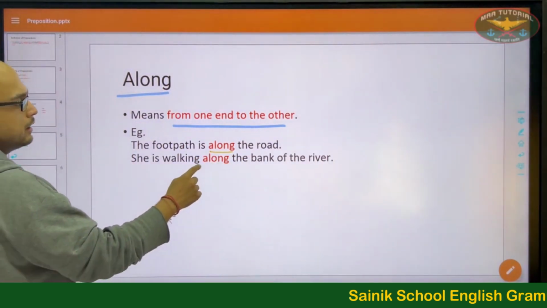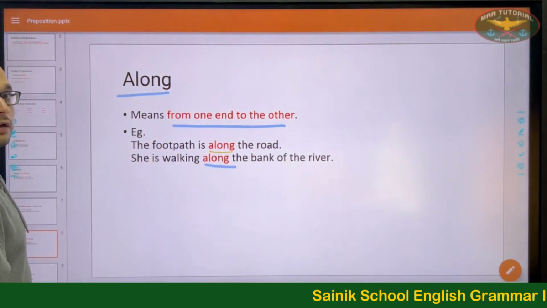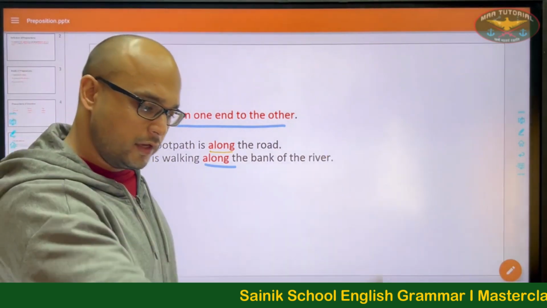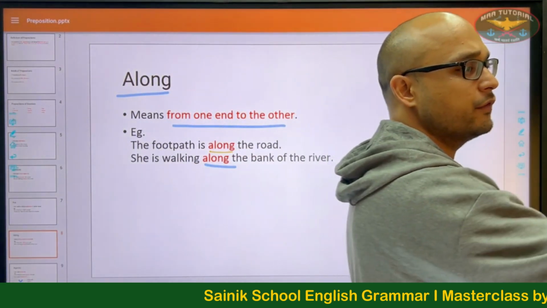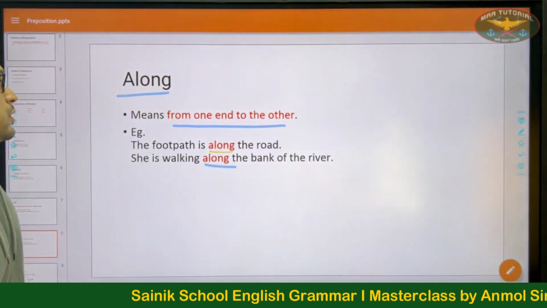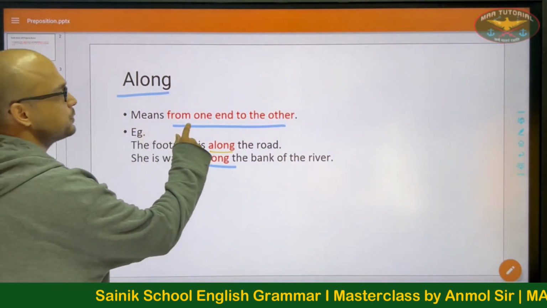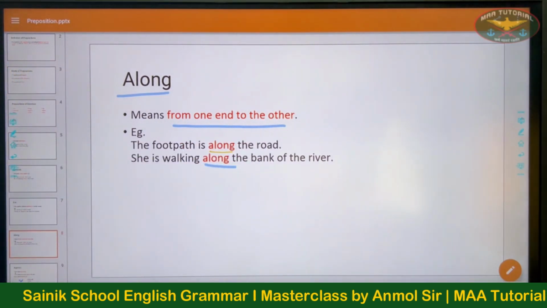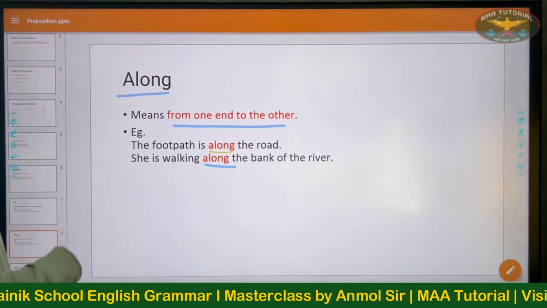She is walking along the bank of the river. So she is walking along the river. There's a river on the side, and as the river is flowing, she is walking along the river, by the side of the river, with the river. That is called along the river. Along is used, which means from one end to the other. The preposition of direction. Footpath is along the road. She is walking along the bank of the river.